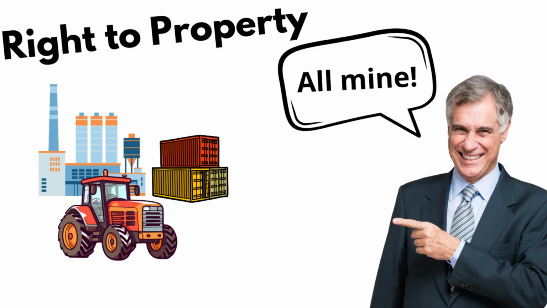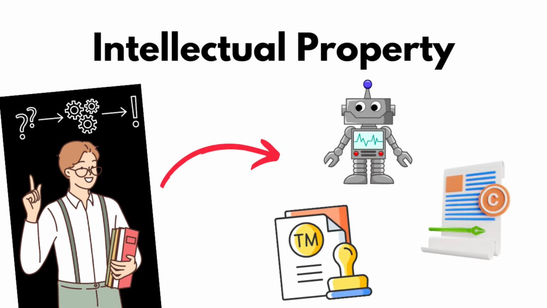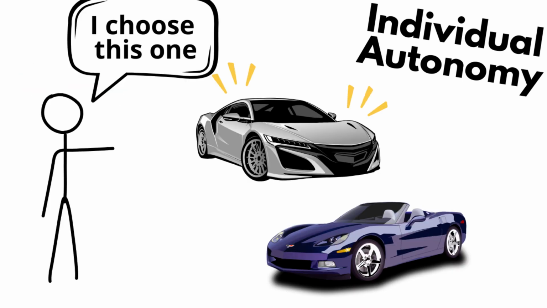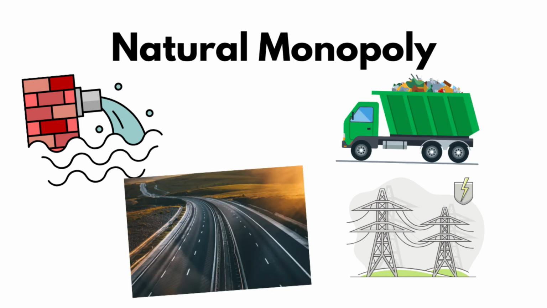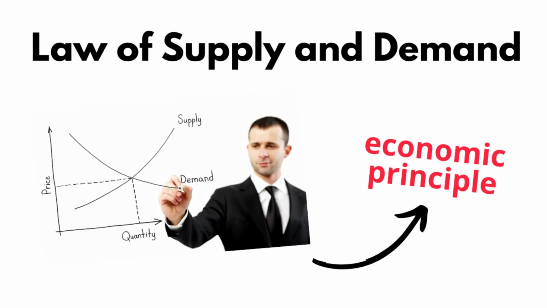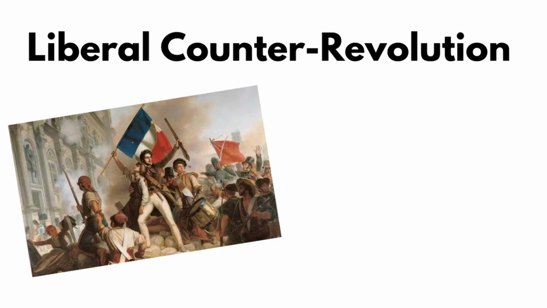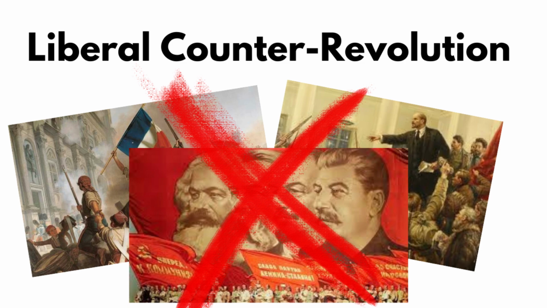Right to property, the fundamental right to own, use, and dispose of property and resources exclusively. Intellectual property, legal rights over mental creations such as patents, copyrights, and trademarks. Individual autonomy, the ability of the individual to make decisions and act according to their own will. Natural monopoly, a market in which it is more efficient to have only one company supplying a particular good or service. Law of supply and demand, economic principle describing the relationship between the supply of a good and the demand for that good. Liberal counter-revolution, movement seeking to reverse or resist changes promoted by revolutions, advocating for liberal principles.